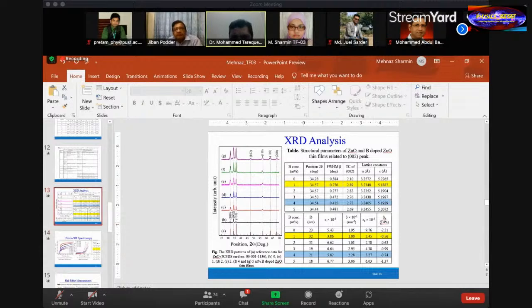This is some kind of megapascal. Yes, this one. So why is this value negative? Can you explain? This actually depends on the type of strain in the film. If it is compressive, it is negative, and if it is tensile, it is positive. It describes the type of strain.